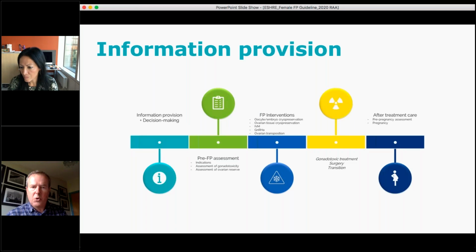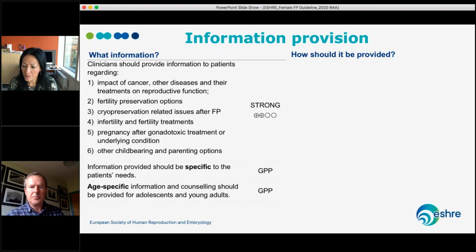The first thing, of course, is providing information to the patients and helping them make a decision as to whether or not they wish to go down this pathway, and if they do, how they wish to do that. We had a number of recommendations on this, some of which were strong, and fairly self-evident: patients should have information regarding the impact of their condition and the treatment on their future reproductive function. That information should be specific for the patient, and for younger patients should be age specific as well.